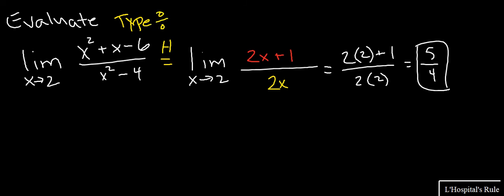This limit is indeterminate, and we learned in this video that we could simplify this and factor it out, or we could choose to invoke L'Hopital's rule, which is to take the derivative of the numerator and take the derivative of the denominator, and then see if you can evaluate the limit. The derivative of x squared is 2x, the derivative of x is 1, and the derivative of a constant is 0. The derivative of x squared, again, is 2x, and the derivative of a constant is 0. This limit is not indeterminate. We can evaluate this limit, and that limit comes out to be 5/4.